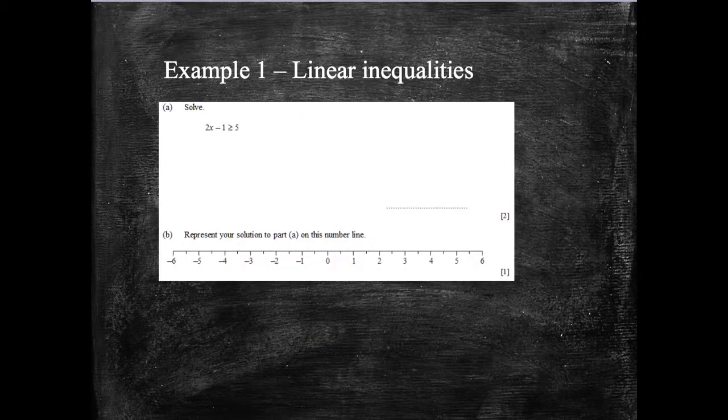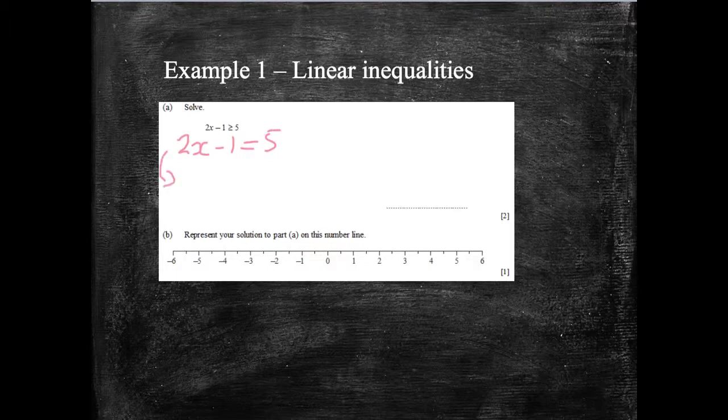In this example, I'm going to look at solving a linear inequality and representing my solution on a number line. You can see I've taken this from an exam paper where it's worth 3 marks. In order to solve my inequality, I almost pretend it's an equation that I'm trying to solve. So I may write underneath 2x minus 1, and instead of it being greater than or equal to, I might just write equals 5.